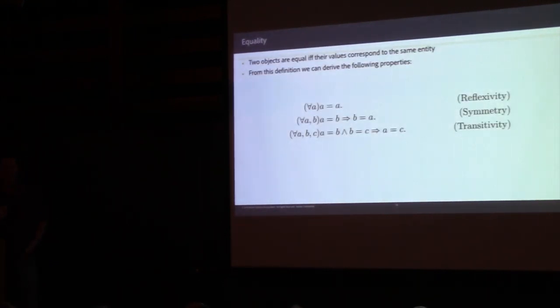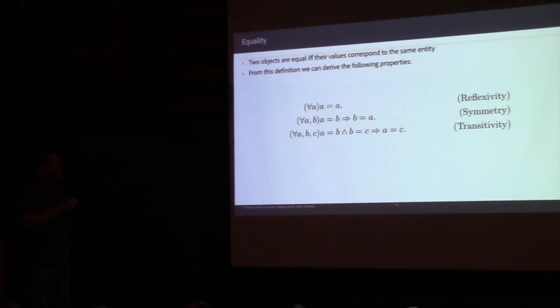So what do we mean by that? Let's start with equality. And you'll see that definition didn't include equality, but we're going to need it, and we'll see why in a moment. Two objects are equal, right? We would define what an object was. It's a representation of some value, an object holds a value that represents some entity. So two objects are equal if and only if their values correspond to the same entity. That's our definition of equality.